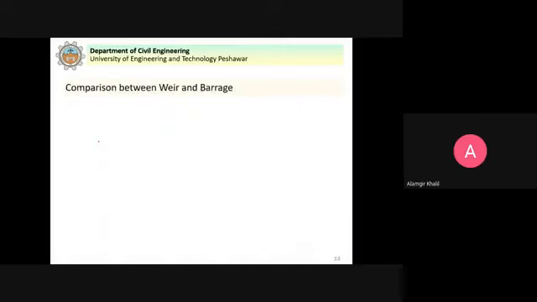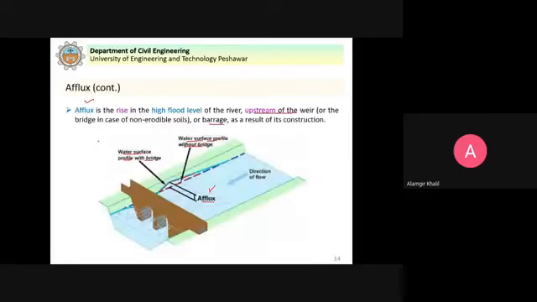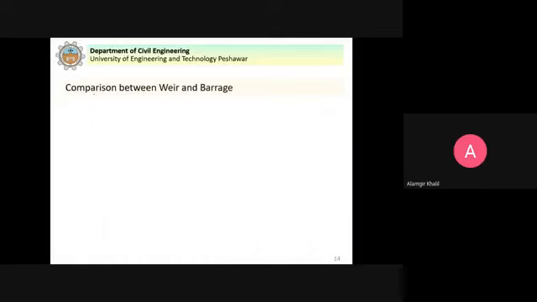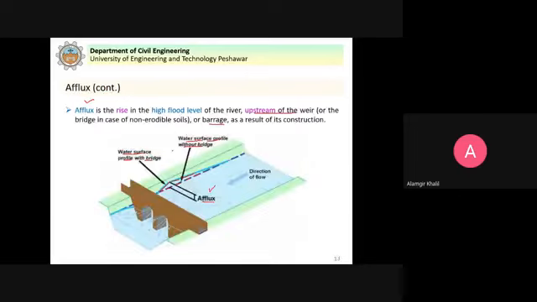Now, before I go to this afflux, there are two other terms which are associated. Clear? These are known as retrogression and accretion. Clear? So let me explain these two terms later on. First, we study the comparison between the weir and the barrage. Or let me explain it here.